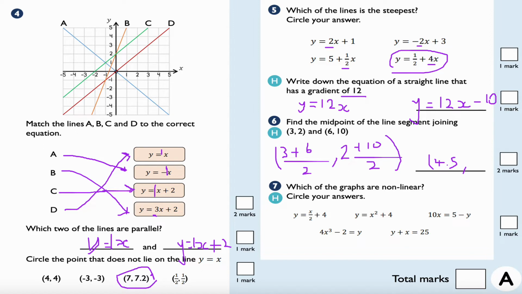2 plus 10 is 12, divided by 2 is 6. So 4.5 and 6. Question number 7, guys. Which of these graphs are non-linear?